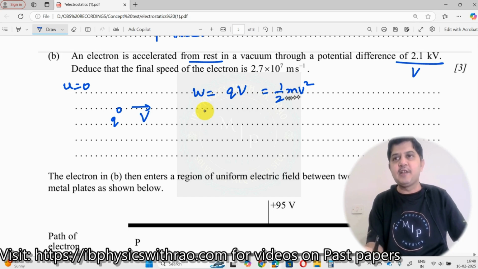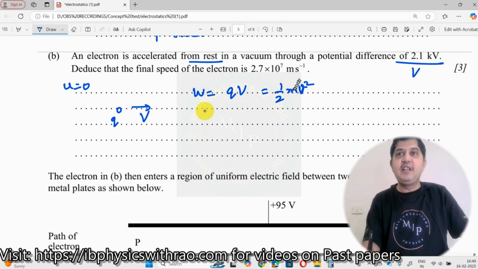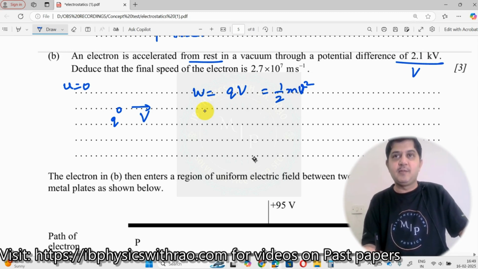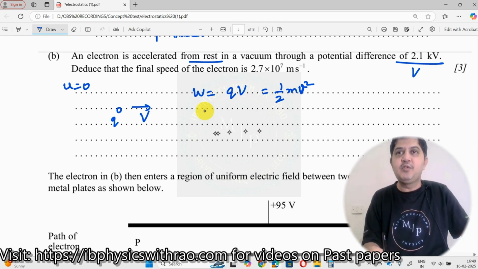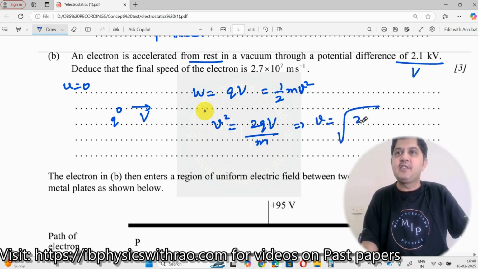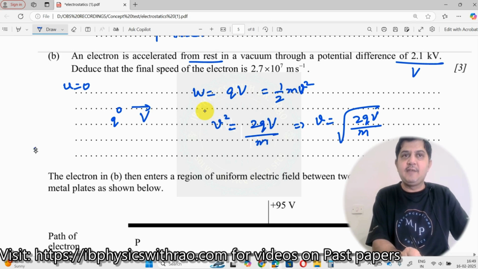V is potential difference, small v is the velocity of the particle. These two are two different things. So you need to prove v is equal to so much. How do I prove it? I will now write v squared is equal to 2qV divided by m. Or in other words, if I remove this square, I will get v as the square root of 2qV divided by m. Now let us substitute all the values.